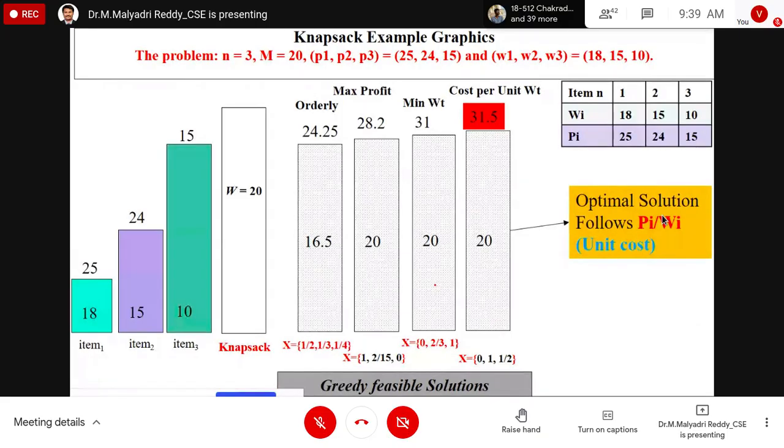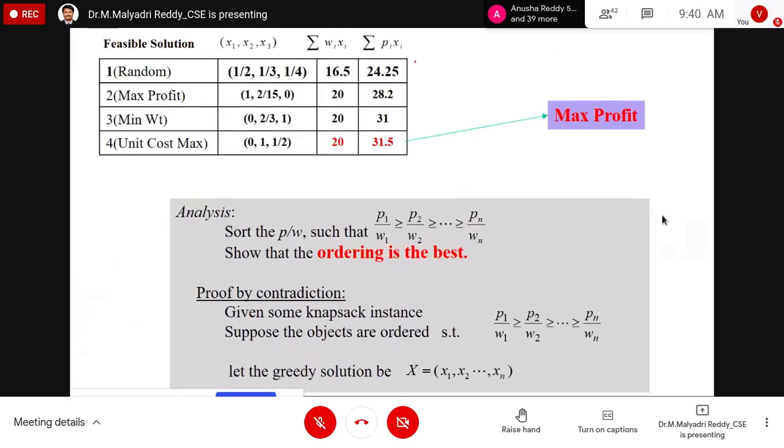What I have done will be shown in the pictorial method. These are all the given objects. Item 1 has weight 18 and profit 25. Item 2 has weight 15 and profit 24. I take one empty bag with capacity 20. Here I am inserting those values: this is the random, this is the maximum profit, this is the minimum weight, and this is the unit cost method. So this is the optimal solution. This is another way to represent the solution of the knapsack. So this is the final solution.